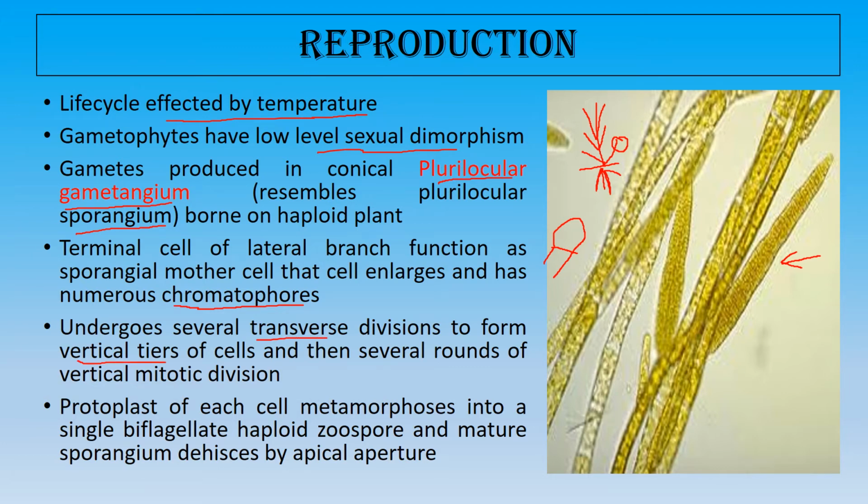So the terminal cell undergoes transverse division first, and then after a series of transverse divisions there are vertical divisions. It looks like a tier of cells, usually 20 to 40 cells, that is formed, and gradually the cells metamorphose into gametes. The gametes look like the zoospores, but they are haploid in nature. Each of these terminal cells forms gametes.